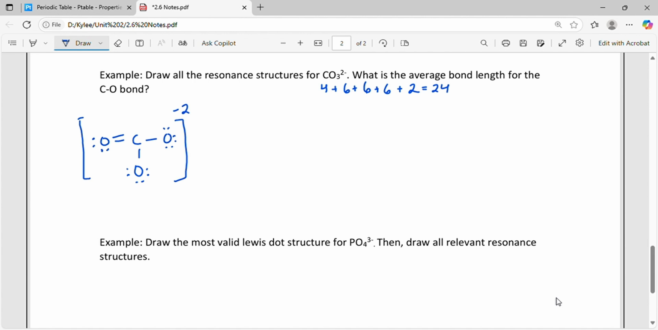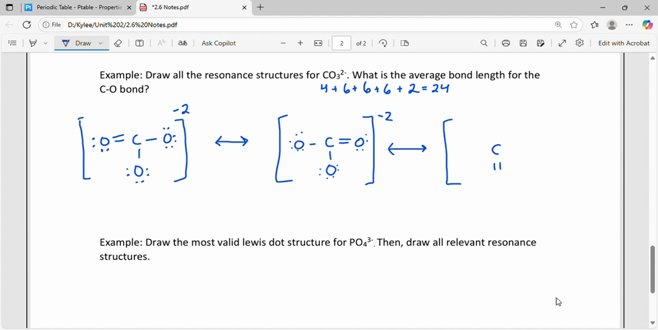So now that we've drawn one structure, they want us to draw the resonance structures for that. So the resonance structures are going to look identical to what we just drew, we're just going to move the location of that double bond. So maybe in the next structure, I put the double bond going to the right. And then everything else is the same. And then I can create one more if I have the double bond pointing down.